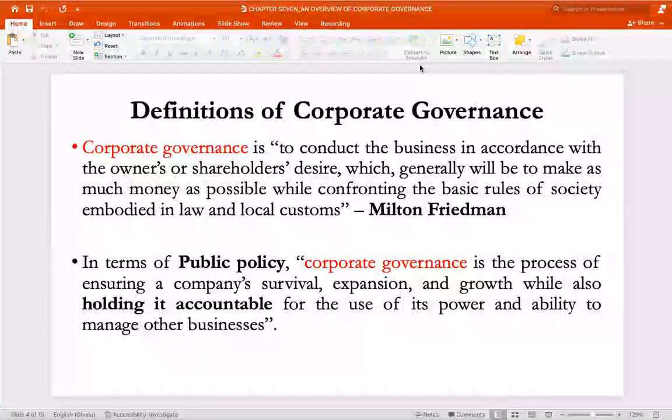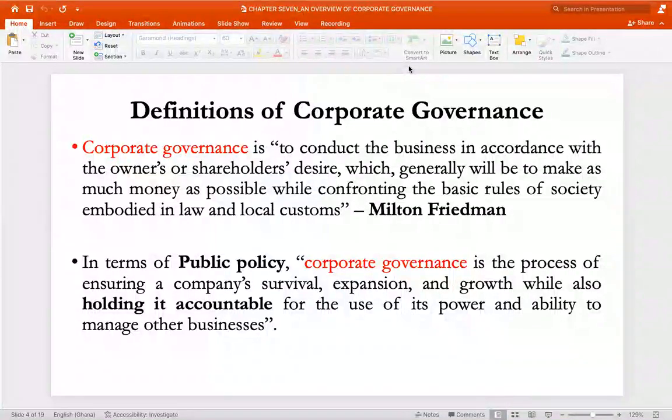But if you define corporate governance from a public policy perspective, corporate governance is seen as the process of ensuring a company's survival, expansion, and growth, whilst also holding it accountable for the use of its power and ability to manage other businesses. So within public policy, you see that the focus shifts. If you read the last aspect, it's about holding businesses accountable for the use of their power and ability to manage other businesses. The ability to manage other businesses is not referring to other companies, okay? But the other stakeholders that the business will be dealing with. It is very important that the company is able to manage these other stakeholders.